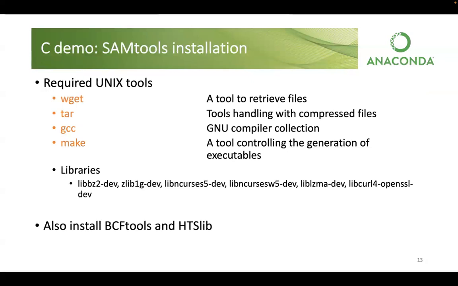Next, let's take a look at the C program. To install SAMtools, first we need to download the source code from the official website using wget. Then you can unzip the file with the tar command. Then you need to compile the code with GCC and a Makefile. Make sure you have all the libraries that SAMtools depends on, like BCFtools and the HTSlib library.